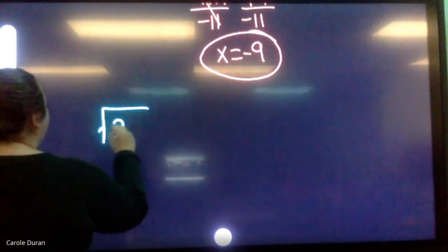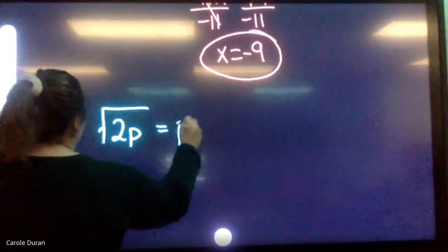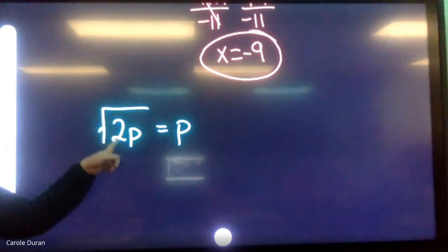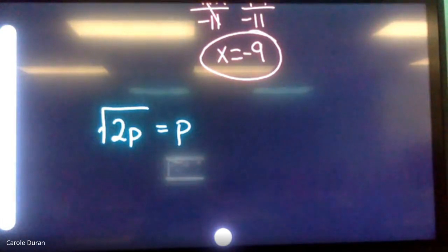Square root of 2p equals p. Go ahead and solve this one, or start to solve it on your own. I was genuinely confused myself for a second. Kaylee, what am I going to do? Divide by 2. I can't divide by 2 because the 2's inside. We only do that if it's outside. So what am I going to do instead?